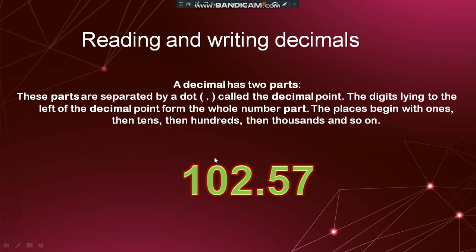The part which comes before the decimal, on the left hand side, is called the whole number part. The part which is present on the right hand side of the decimal is called the decimal part. So this particular number is read as 102.57. You don't say 57 alone. It is read as 102.57. I repeat, 102.57.